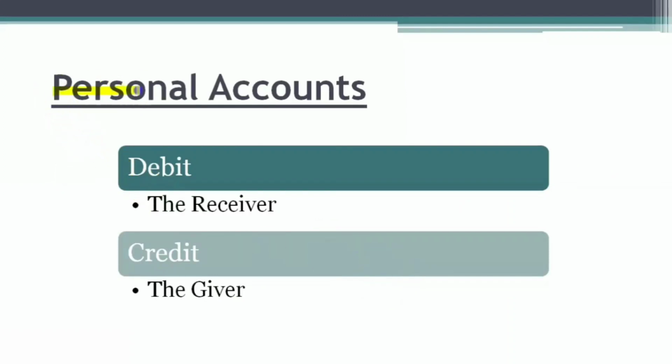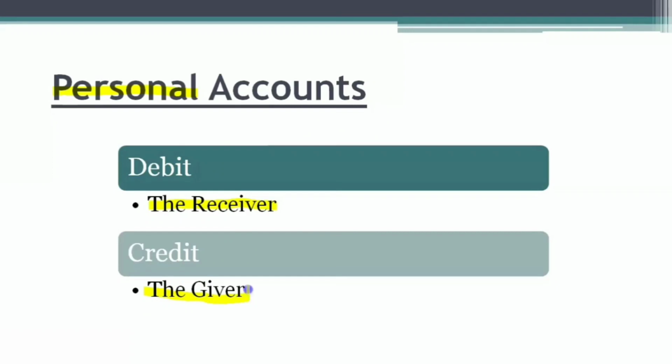Next is the personal account. This account deals with living persons or organizations in certain cases. For example, debtors, suppliers, customers, vendors, etc. The rule for accounting says debit the receiver and credit the giver.